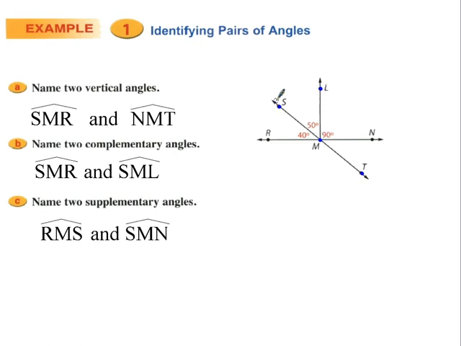You can give a different result here. You can say R, M, L and L, M, N. Again, it makes a straight angle. So therefore, there will be lots of answers. All of them will be correct. You need to write two of them. That's enough. But this is the easy way because there are some numbers. Even if there are no numbers, you can say, for example, S, M, L and L, M, T. So it's supplementary angles again.